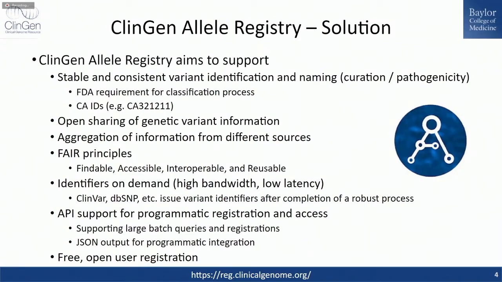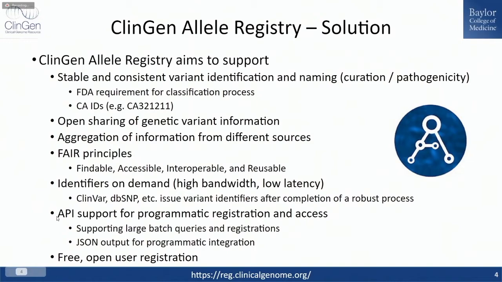And we attempt to abide by these FAIR principles. Essentially, it's being able to find the data, access the data, make sure the data is interoperable between tools and different uses, and it's also reusable. So you can actually reuse some of these services that we've exposed to the APIs. We've also wanted to provide these identifiers on demand at high bandwidth and low latency. This is very important for these very large scale data sets that produce millions or hundreds of millions of variants that allow us to get up into the billions of registrations in the Allele Registry.